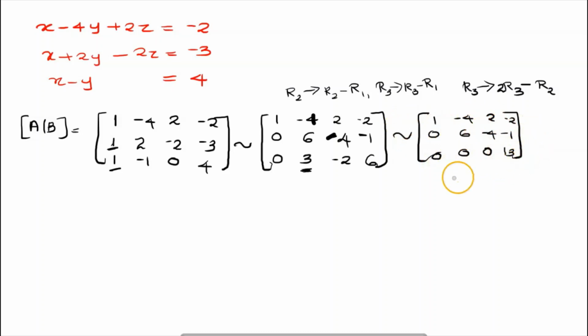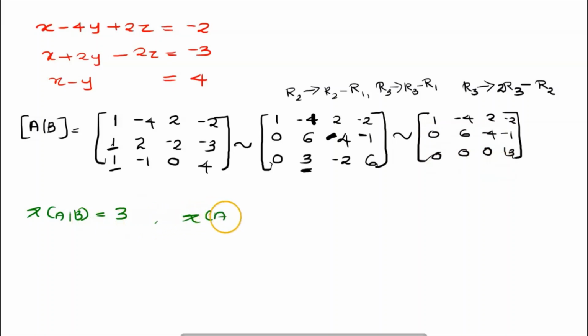Now we can see the rank of the augmented matrix. What is the rank of the augmented matrix? It is the number of non-zero rows: 1, 2, 3. So the rank of the augmented matrix is 3.